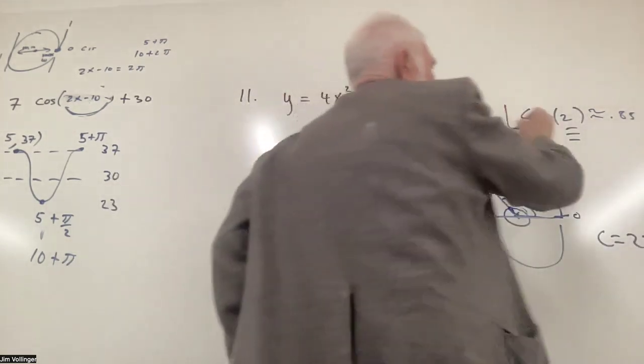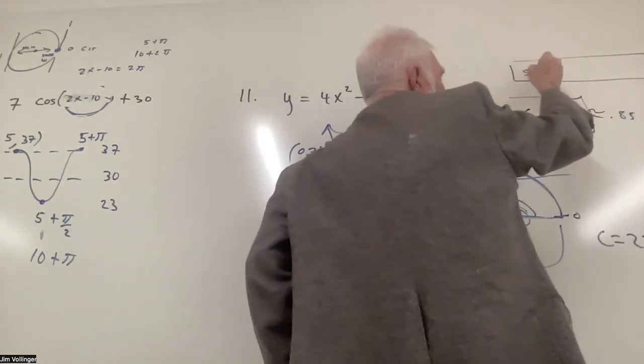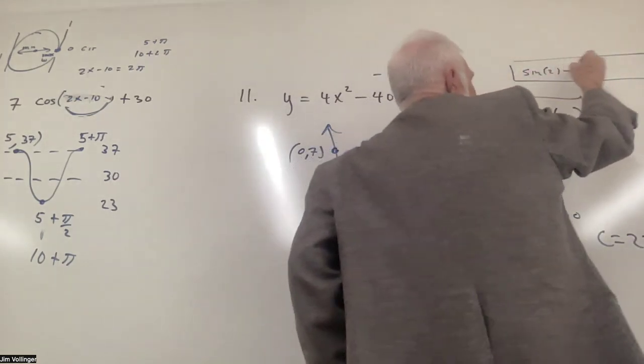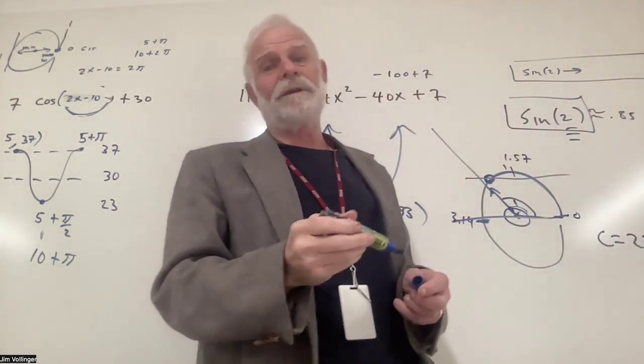Now I can type this into Google. They have this bar and you can type things in like the sine of 2 and it tells you what it is to a lot of decimal place accuracy. All right, that's the end of that video.